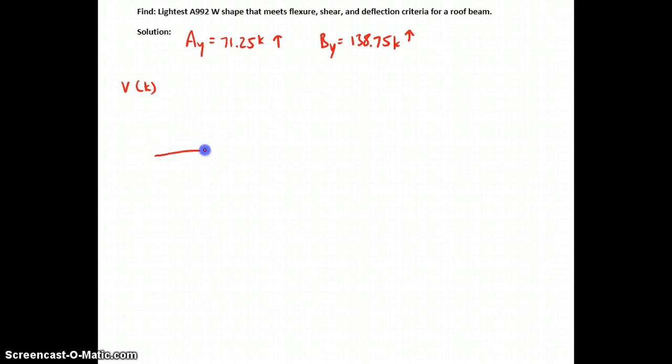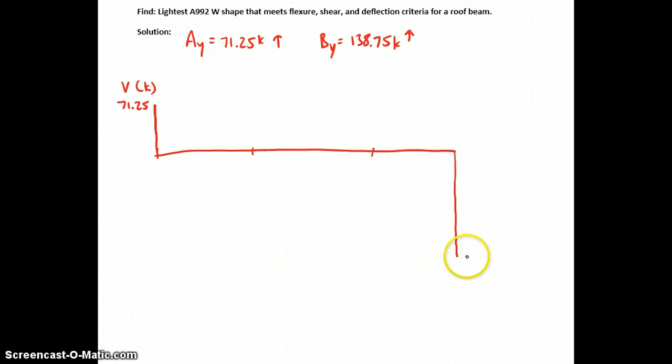And in terms of kips, we start on the left side at the value of the support reaction, 71.25. We have 3 unbraced segments, and at the end we end up at negative 138.75 kips. And as we use the slope of shear as the value of loading, we find that at 14.25 feet from the left end we end up crossing 0.